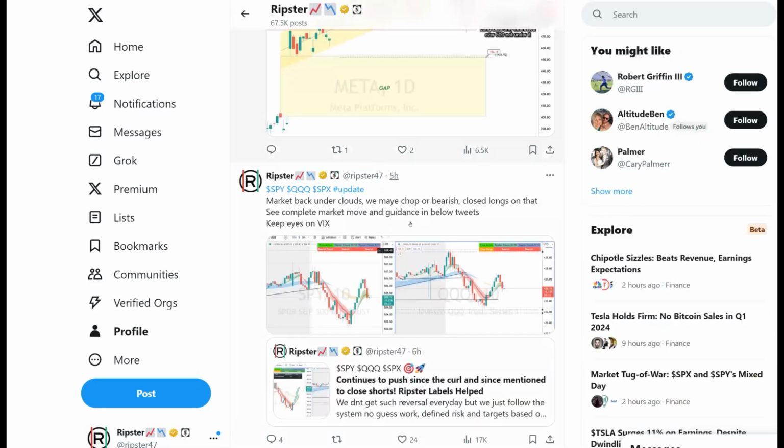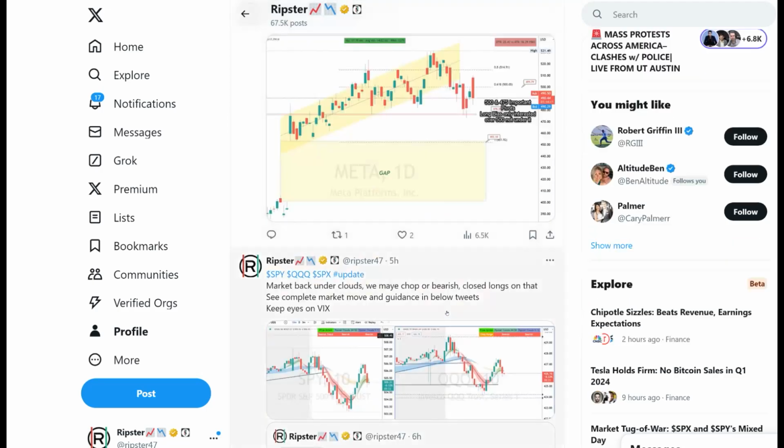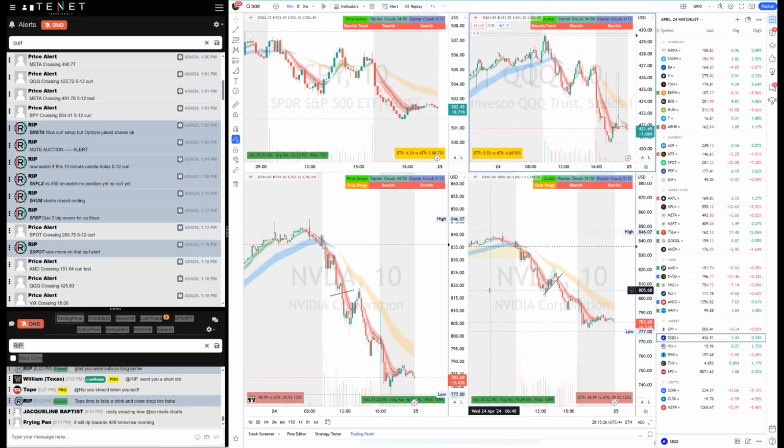So anyways guys, that was the quick recap of the daily SPY, QQQ, SPX trades. Apologies for little Rip here. I was taking care of him, and he's not in a good mood today.